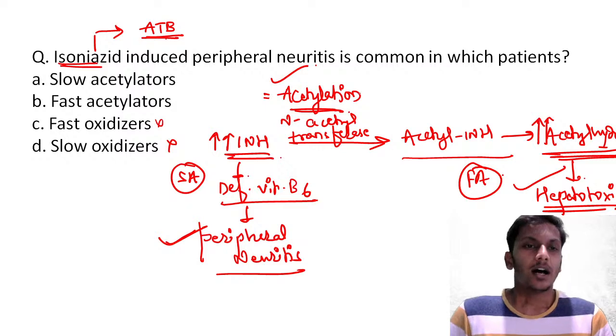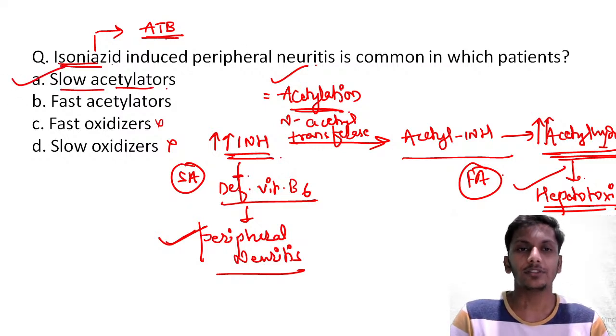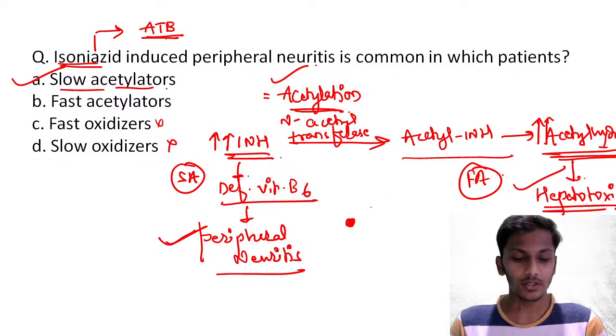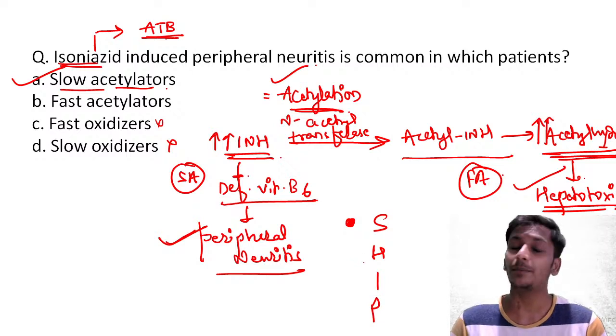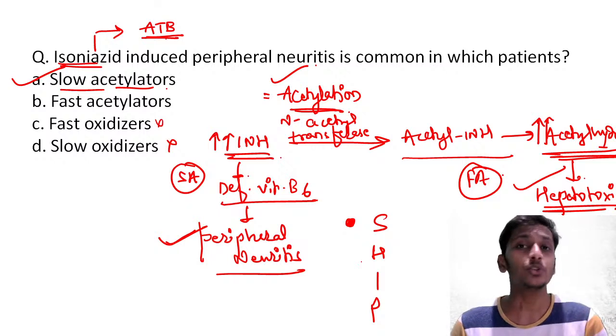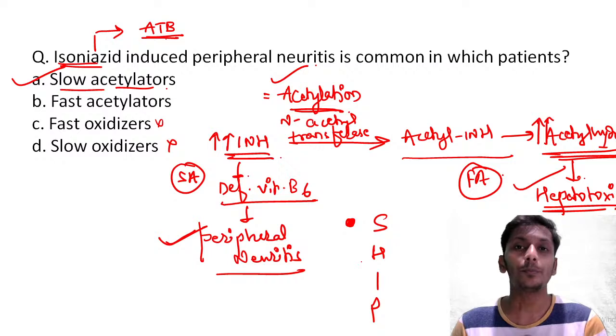Now the answer over here, as we all know, is option A, slow acetylators. So isoniazid induced peripheral neuritis is common in slow acetylators. Now I would like you to remember that acetylation is the mechanism of metabolism for which drugs? It is the mechanism of metabolism for SHIP drugs. These SHIP drugs are very, very important. These questions have been asked repeatedly in the examination. Don't forget it, even if someone wakes you from sleep and asks, you should not forget.